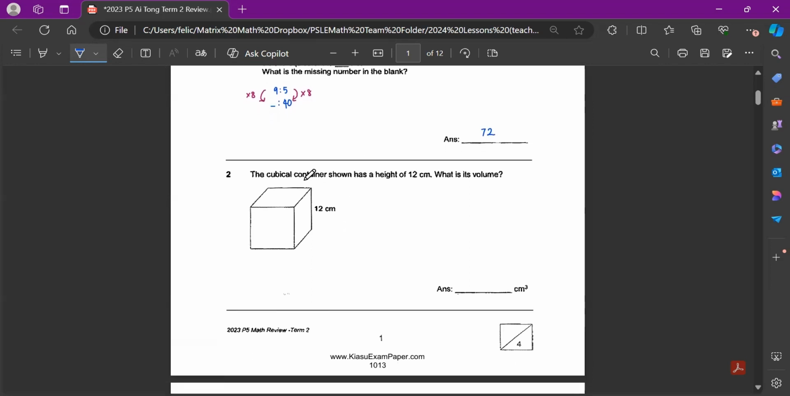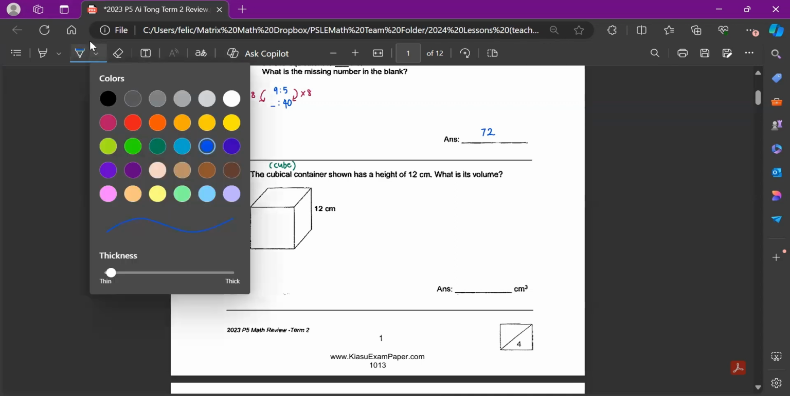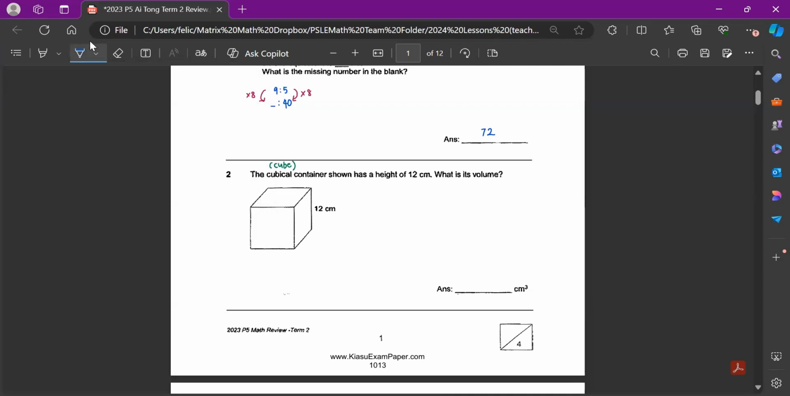Question 2. The cubicle container shown has a height of 12 cm. What is its volume? So cubicle comes from the word cube, in case you're not aware. Okay, so cube, what's so special about cube? A cube, the length, breadth, and height are all the same. Since the question has already given us that the height is 12 cm, I can safely say that the length here is also 12 cm, and hence the breadth is also 12 cm.